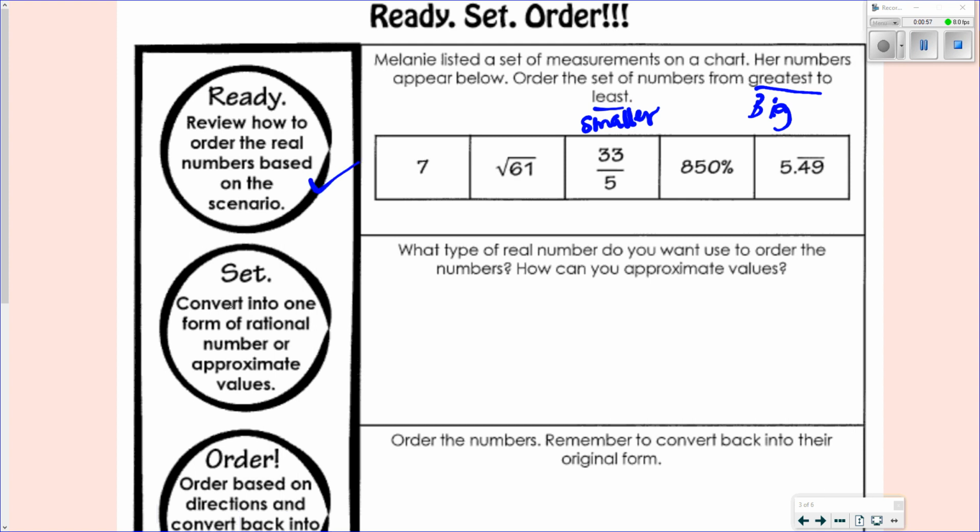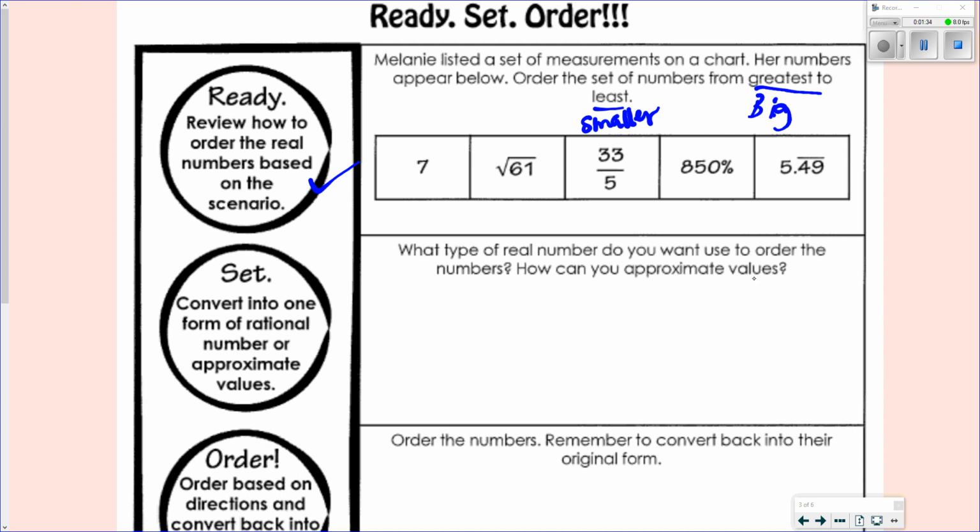All right, so now we're going to convert into one form of rational number or approximate values. So it does look like we're going to have to estimate. This is not a perfect square root. Square root of 61 is irrational. So we do need to convert into one form of rational number. So they all need to be like all whole numbers, all decimals, all fractions. I always suggest converting our numbers all to decimals. What type of real number do you want to use to order numbers? We're going to choose decimals.